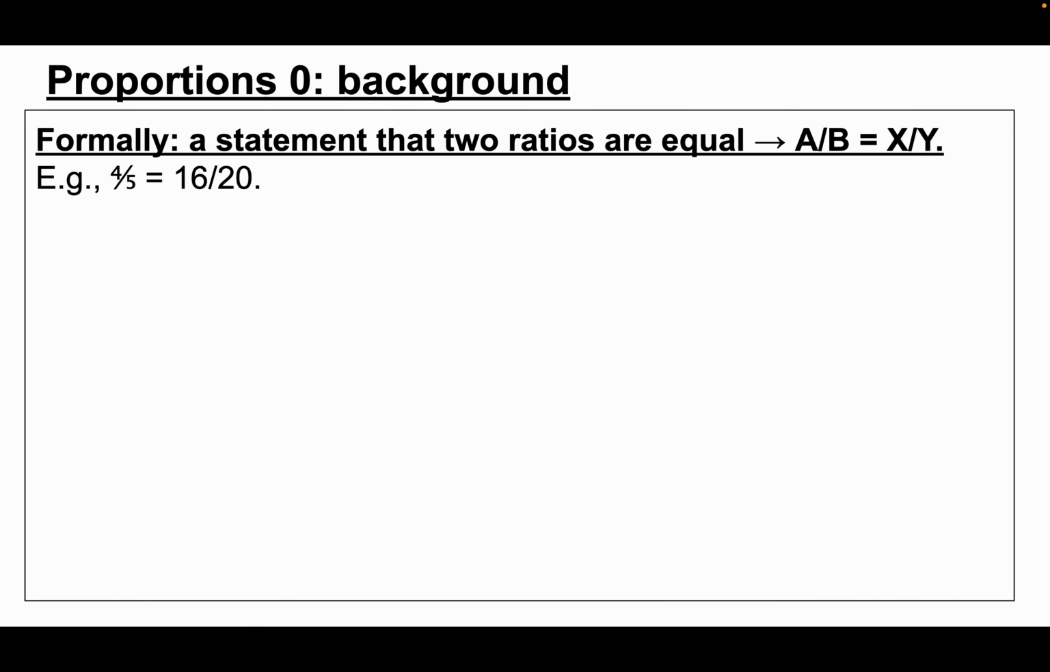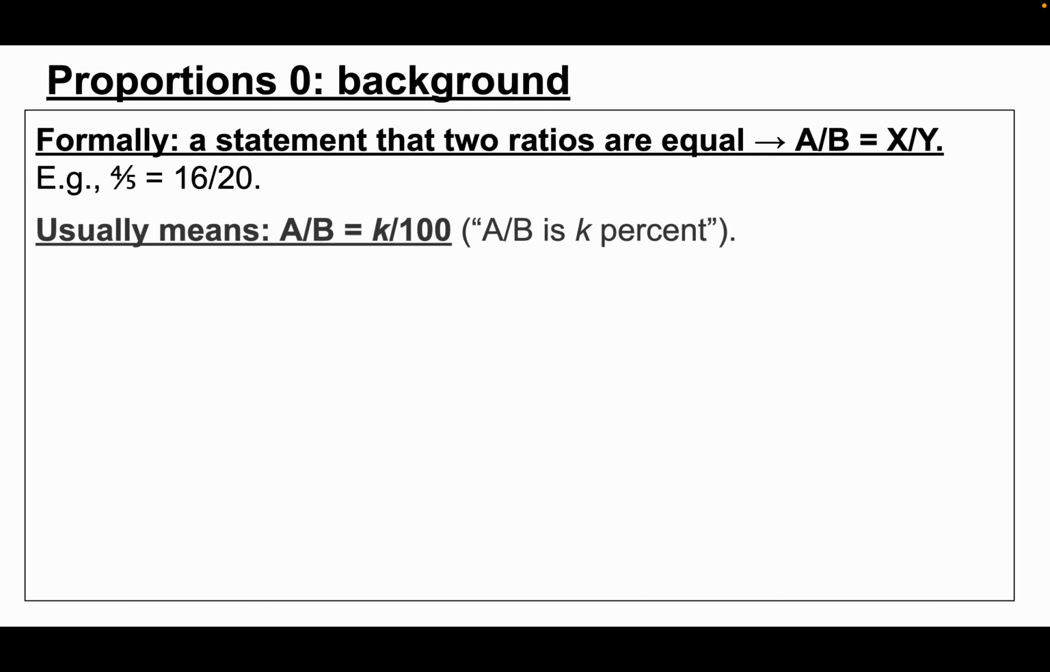So what are proportions? Well, formally they're a statement that two ratios are equal. So A over B equals X over Y is a proportion. Saying that 4 over 5 is equal to 16 over 20 is a proportion. Usually what it means is something expressed as a decimal or as a percent. So A over B is equal to K over 100. A over B is K percent.